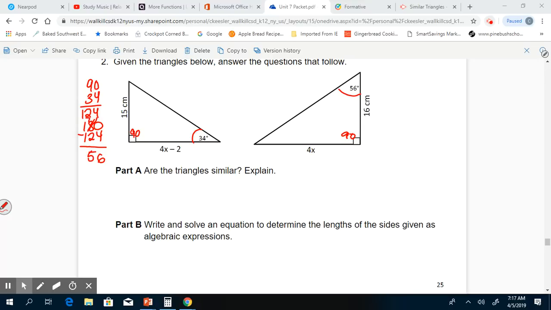is 56 degrees. Since this one is 56, it corresponds with the top one in the other triangle, so we have enough information to know that this one is also going to be 34 degrees, and that, once again, the triangles are similar because the corresponding angles are congruent.